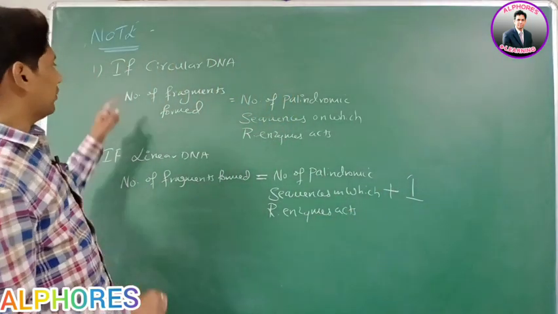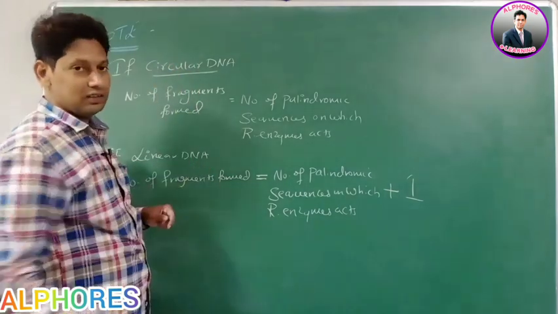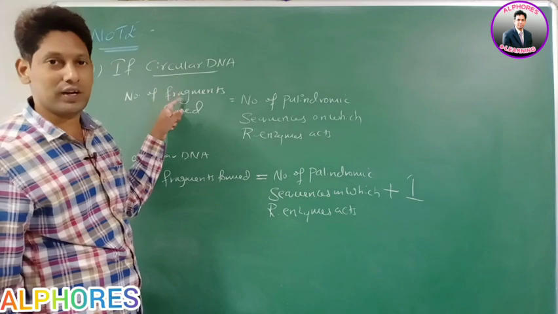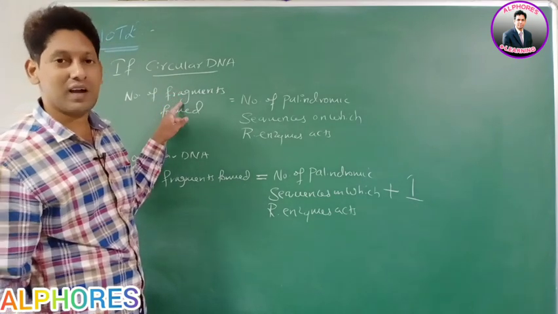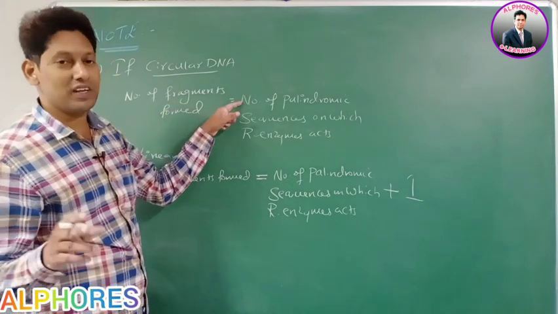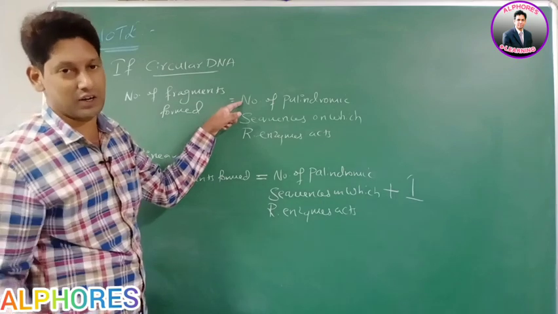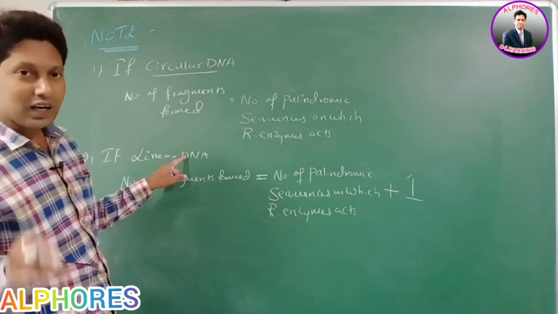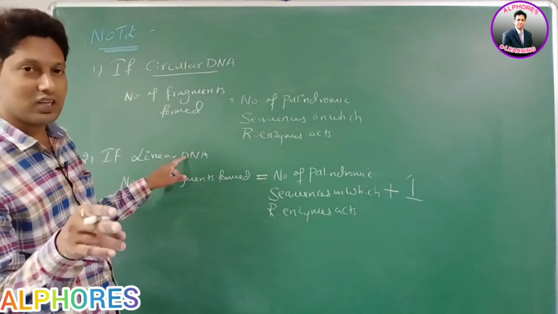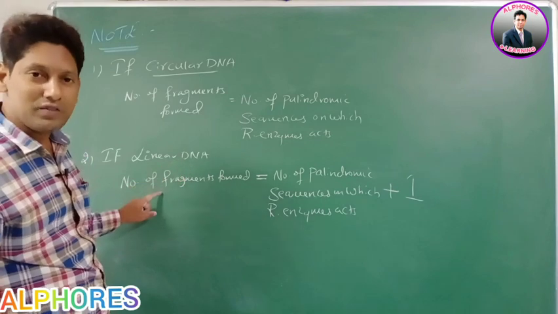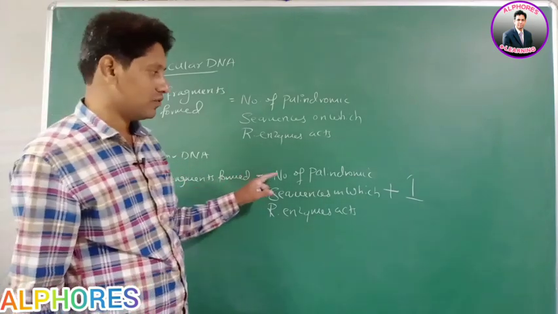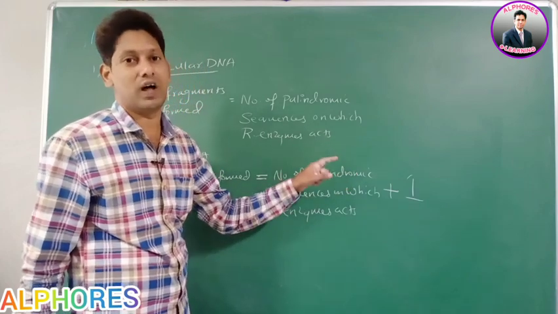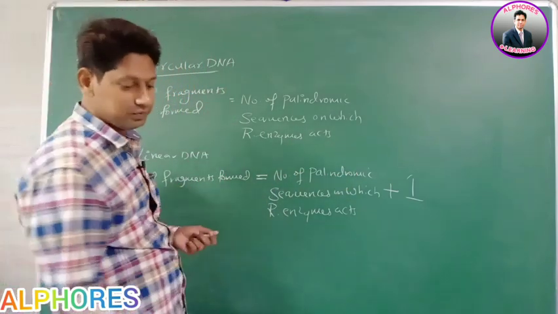Is it okay? Therefore, if DNA is circular and you cut it by restriction endonuclease enzyme, then that many fragments are formed as there are palindromic sequences. If DNA is linear and we cut it by restriction endonuclease enzyme, the number of fragments formed is equal to the number of palindromic sequences plus 1. Is this statement okay?